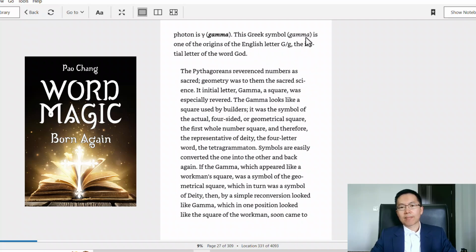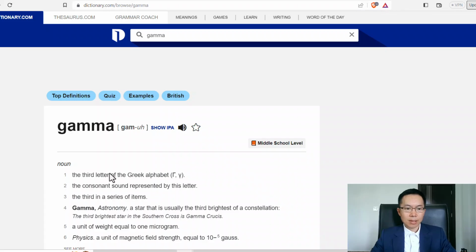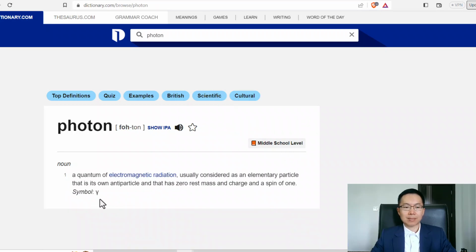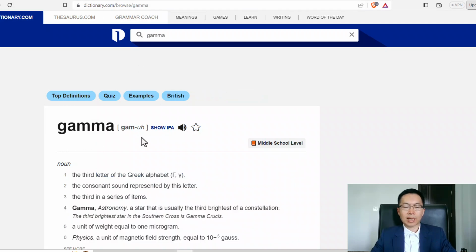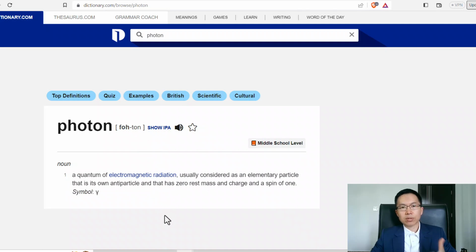This Greek symbol gamma is one of the origins of the English letter G, the initial letter of the word God. Let us now look at the definitions of the words gamma and photon to see the connection between these two words. So the word gamma uses the symbol right here, and the word photon also uses this symbol. So the symbol gamma is used to represent photon and the word gamma. And photon is a form of light.